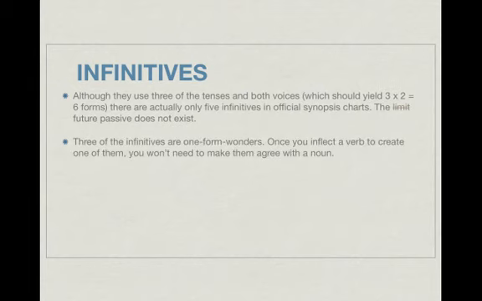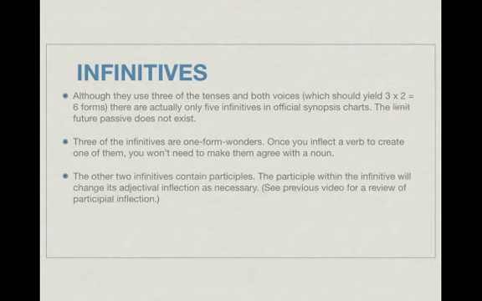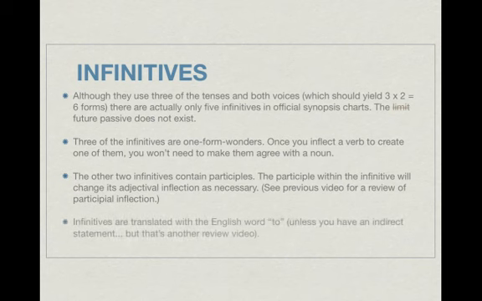Okay, here's the good news. Of the 5 infinitives, 3 of them are one-form wonders. Once you create the infinitive, you're not going to need a chart to manage that infinitive anymore. 2 of the infinitives are built on participles, and participles, as we all know from the previous video, are adjectives. And adjectives have to agree with their nouns in gender, case, and number. Therefore, those infinitives follow some charts and have to make some changes to agree with their nouns.